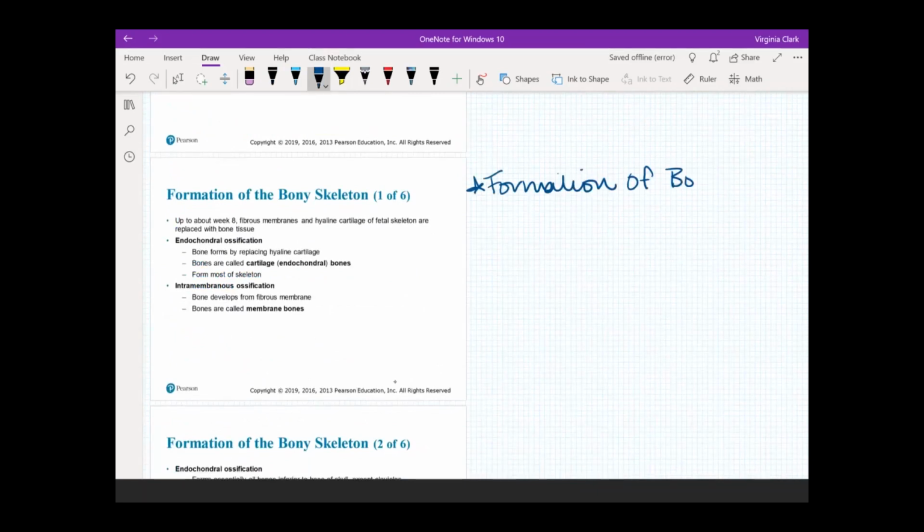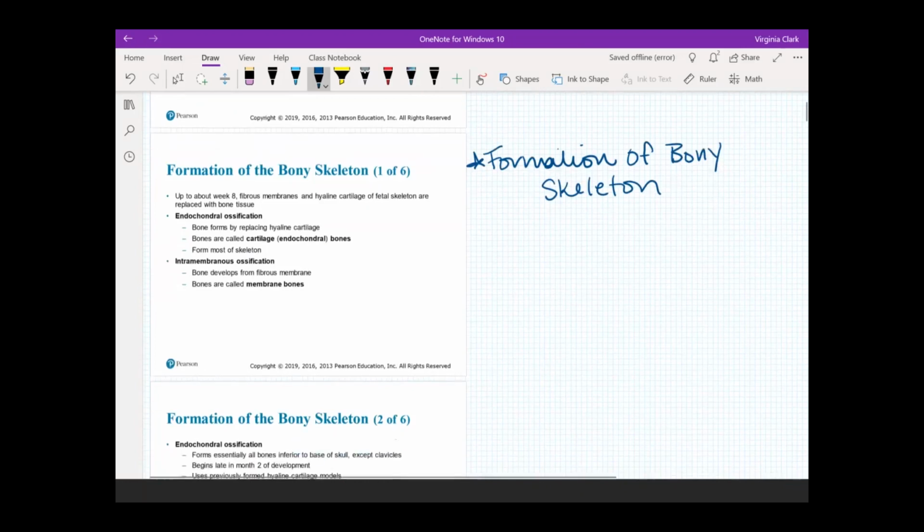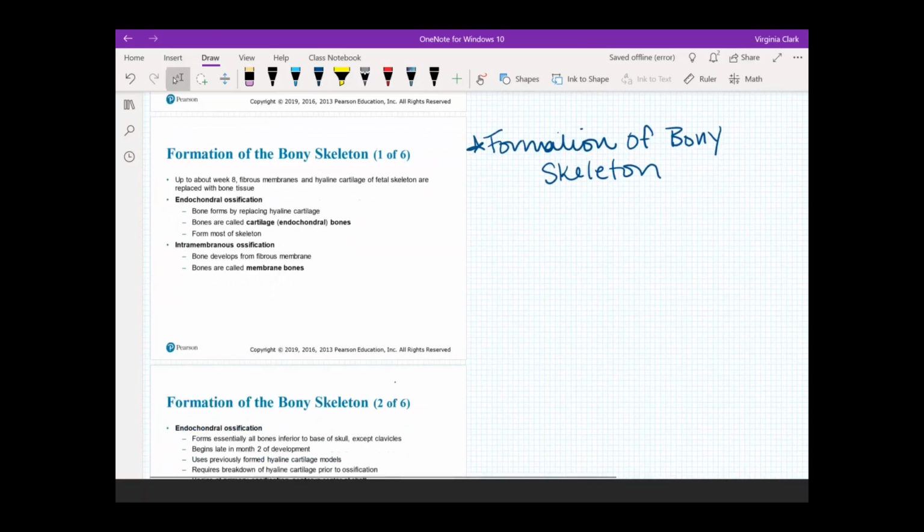As a reminder, what we said at the very beginning was that the skeleton is not hardened cartilage, but that cartilage is converted and replaced by bone. So we're going to start with this process. You'll hear cartilage and bony skeleton quite a few times. This will actually occur at week 8.